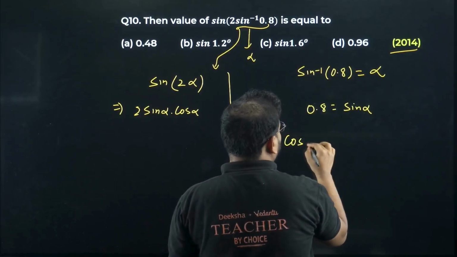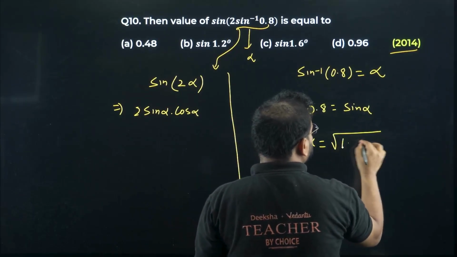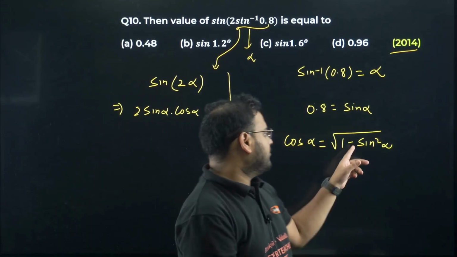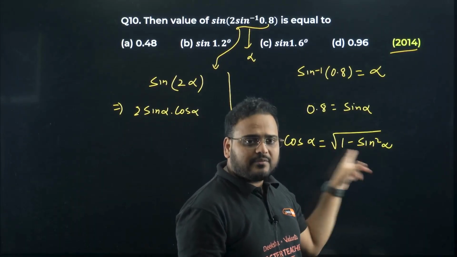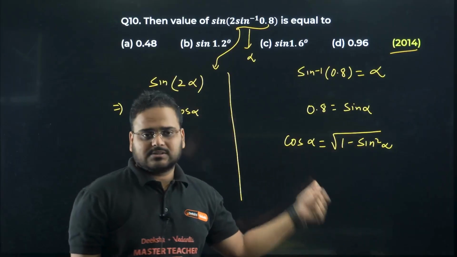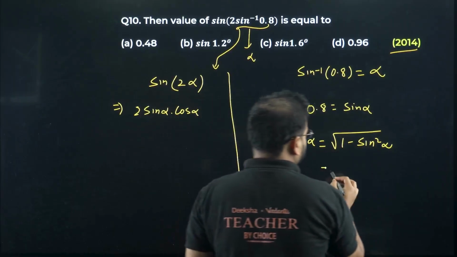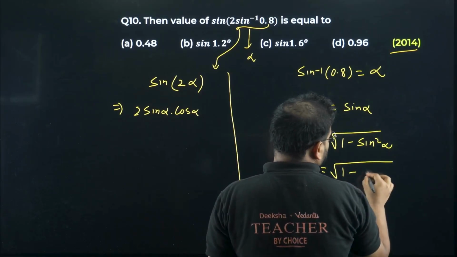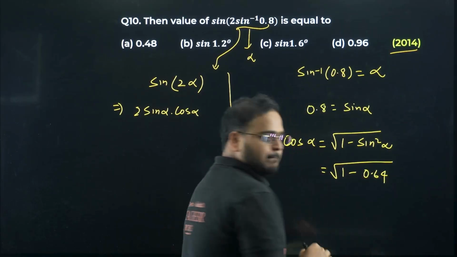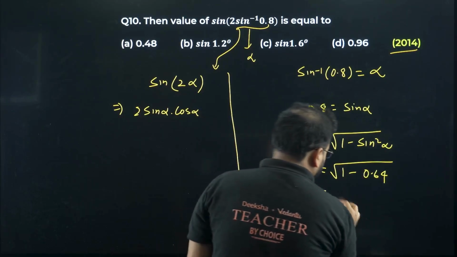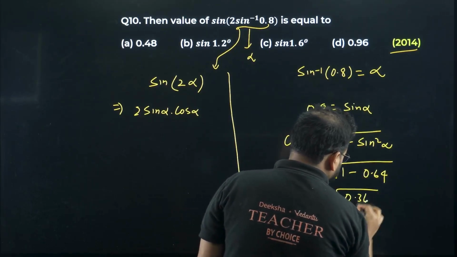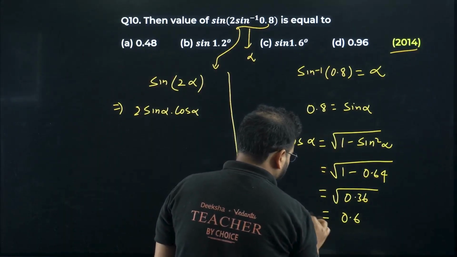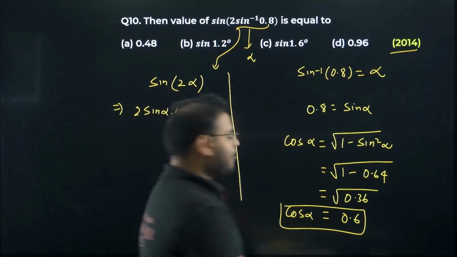So cos alpha is equal to the root of 1 minus sine square alpha, correct? Because 1 minus sine square is nothing but cos square, and with the root it becomes simply cos. Put the values now. 1 minus 0.8 square, which is 0.64, I get 0.36. So the answer is 0.6 actually. This is my cos alpha value. Cos alpha value is 0.6.